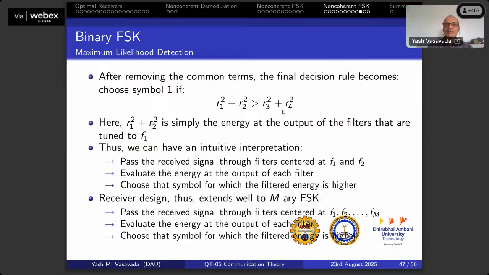Then the filters centered at frequency F2, the total energy produced by them is given by R3 squared plus R4 squared. And then we select that symbol for which the corresponding filter exhibits bigger energy. And the nice thing is that this derivation that we did for binary FSK also extends to M-ary FSK, meaning that if you have M different frequencies that we are transmitting from, then we will have M different filters, calculate the energy, and pick the one which has the highest energy.